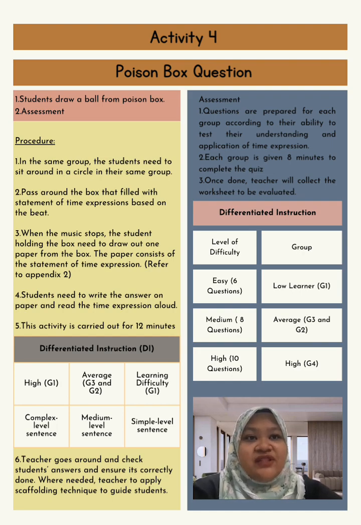Okay, to ensure that all students can participate and learn effectively in the Poison Box activity, we have implemented differentiated instruction. This means we have tailored the complexity of the time expression to match the students' proficiency level. High proficiency students, which is group 4, will work with complex level sentences. Average students, which is group 2 and group 3, will handle medium level sentences. And group 1, students with learning difficulty, will engage with simple level sentences.